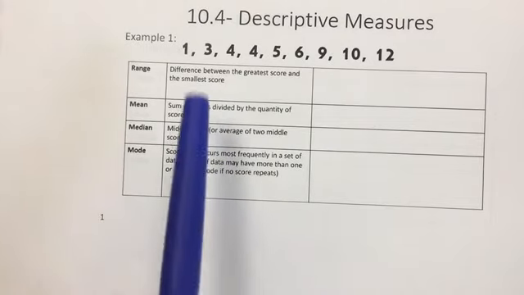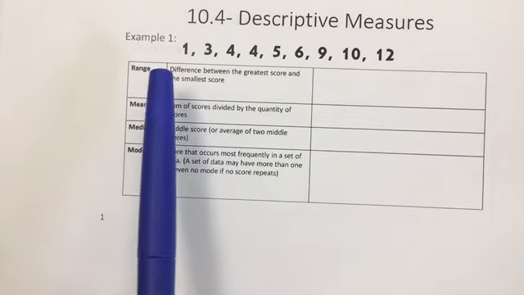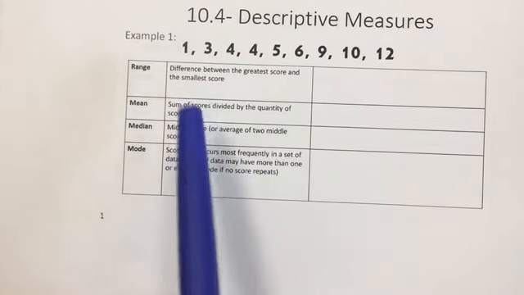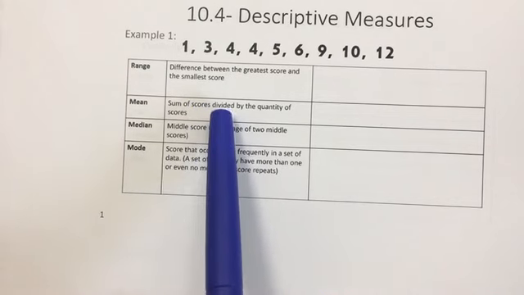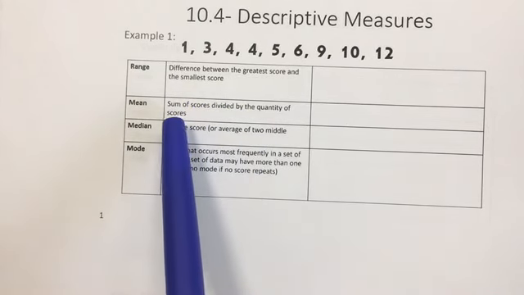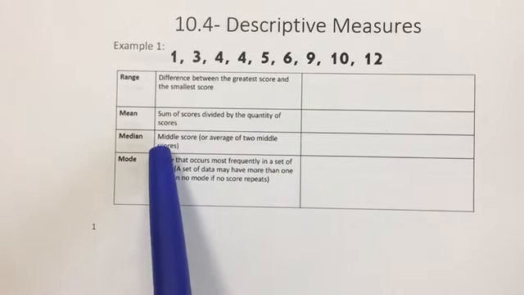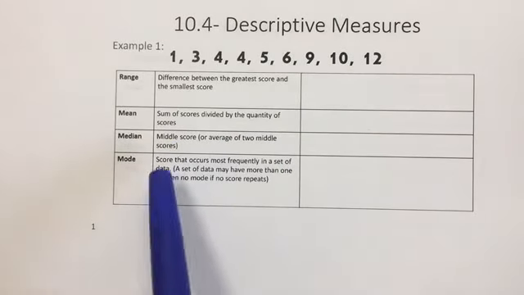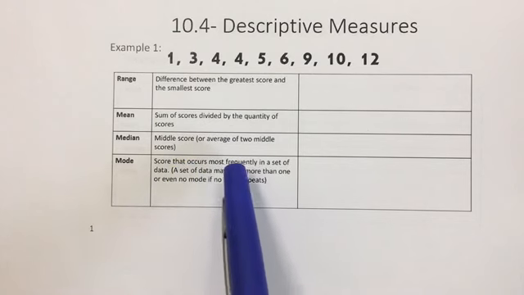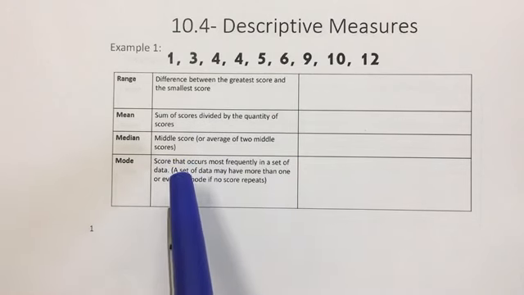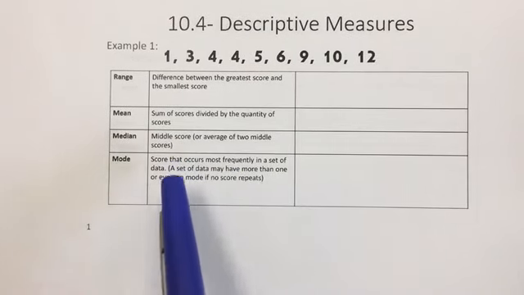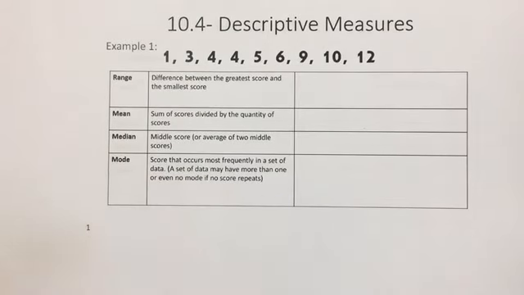So first of all, the range is the difference between the greatest score and smallest score. Mean is the sum of scores divided by the quantity of scores. Median is the middle score or average of two middle scores. We'll talk about that later. And then a mode is the score that occurs most frequently in a set of data. And a set of data may have more than one or even no mode if no score repeats.